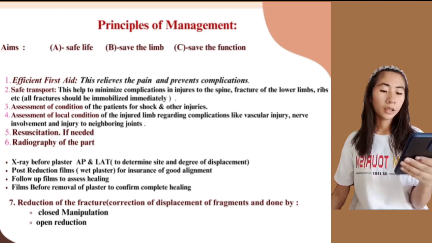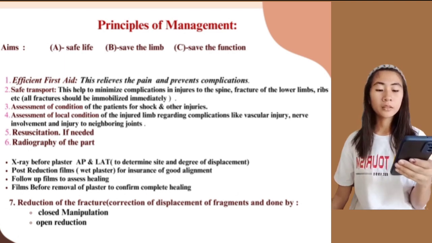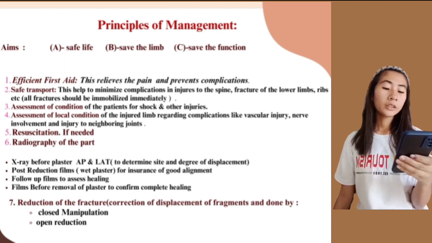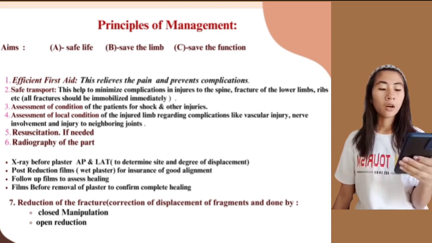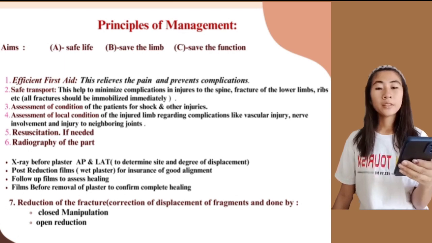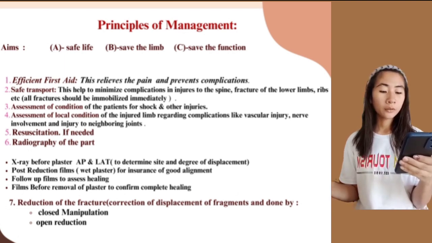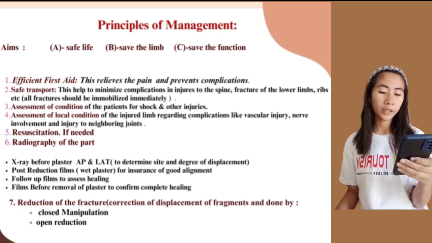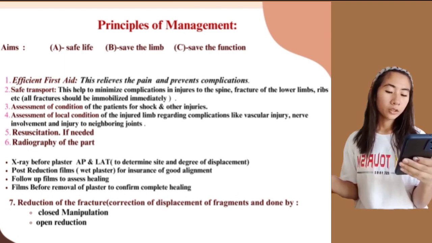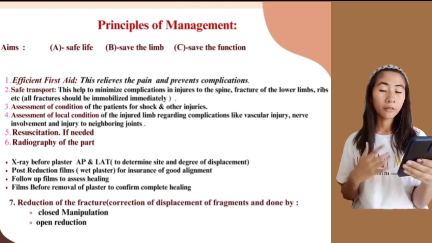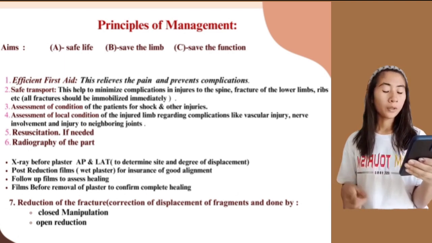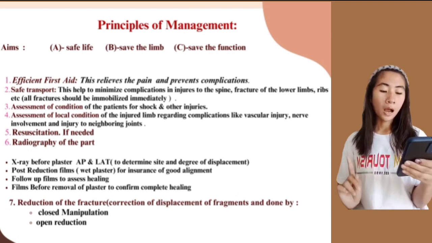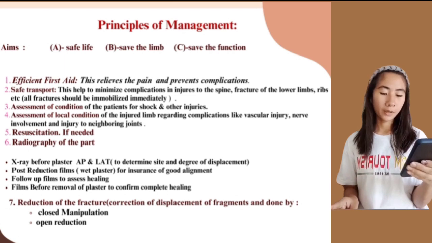We have the last step, guys. Number 7, reduction of the fracture. Correcting the displacement of fractured fragments. This can be done through closed manipulation, manually realigning the fracture without surgery, or open reduction, which means surgical intervention to align the fracture fragments.